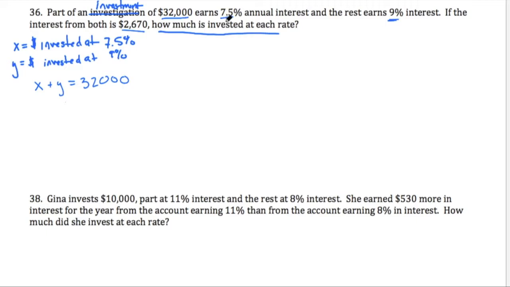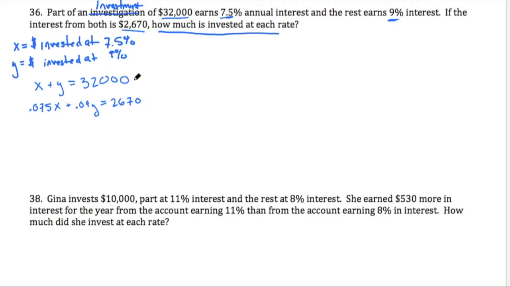Now, if we are using percentages in our equation, we have to turn those into the decimal equivalent. So 7.5% needs to be 0.075 times the amount put into x, and for y, 0.09y. That's the amount earned from each account added together. That should be our $2,670. So that is our system of equations, and we are now ready to begin solving it.